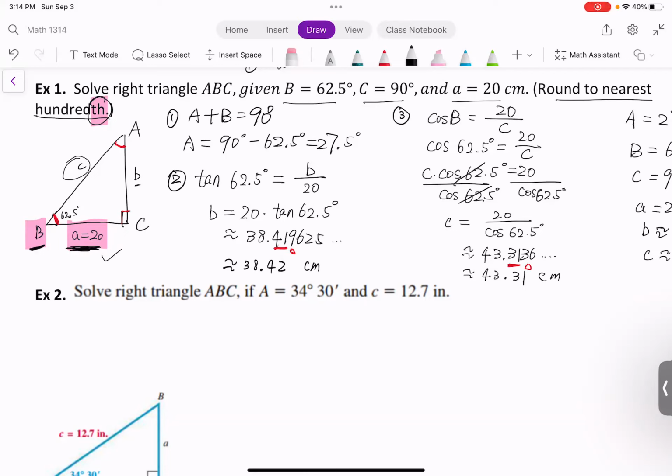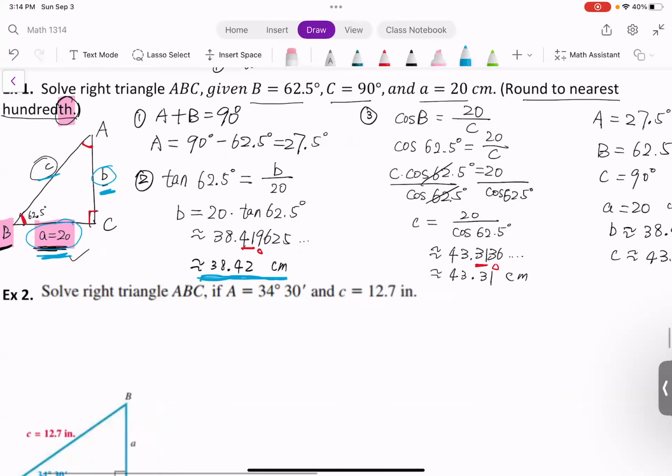So for example, from step 2, I found the B, and the A is given. I can use the Pythagorean theorem to find the C, square root of A squared plus B squared. But the A is given and the B is not given. I found the B from my second step, so it is not the accurate value. That's an approximate value. That's the reason I'm using the cosine of B to find the more accurate answer of the length of the C.